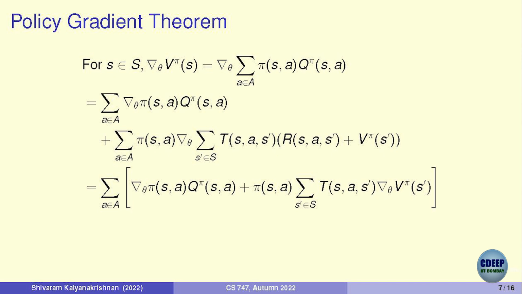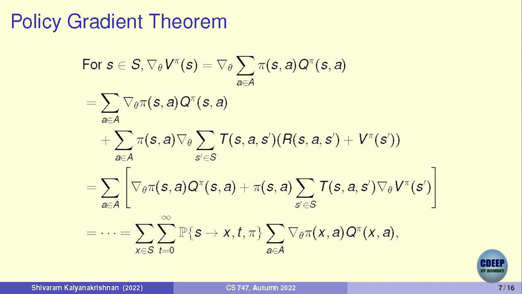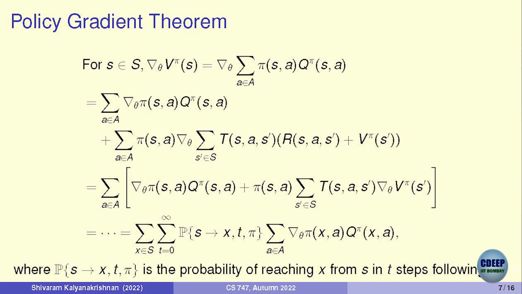And then you keep doing that, and the general form that you will get is this. It is going to turn out to be a sum over states, so let's say X is states, a sum over time T. This quantity here, P of S to X, T, pi, is shorthand for the probability of being at state X after T steps by following pi if you had started at state S. You start at S, what's the probability you'll be in X after T steps if you're following pi? That probability is multiplied by this atomic term over here.